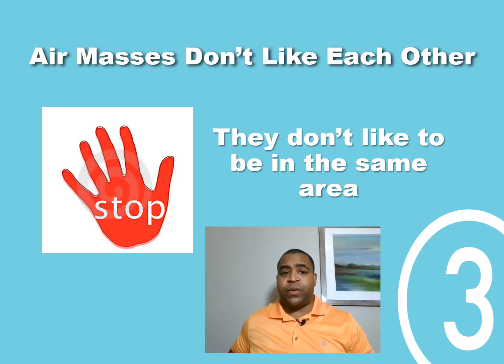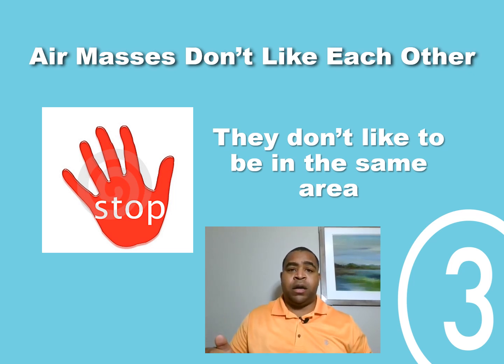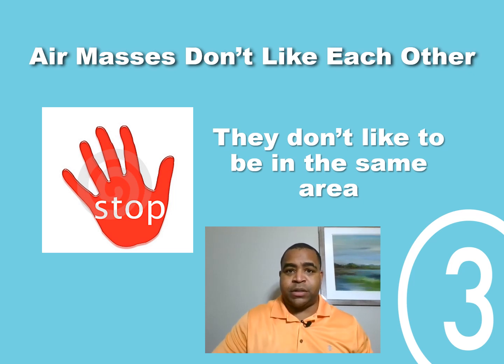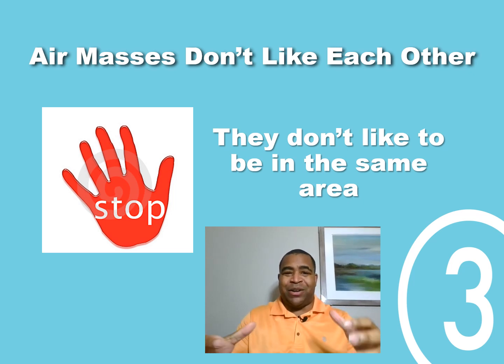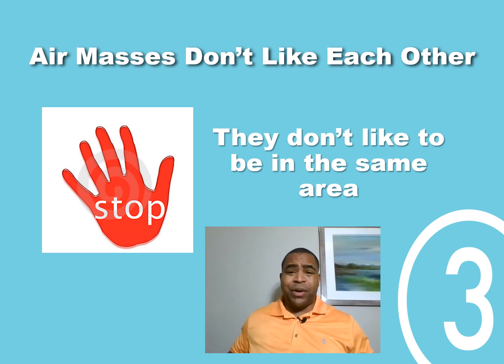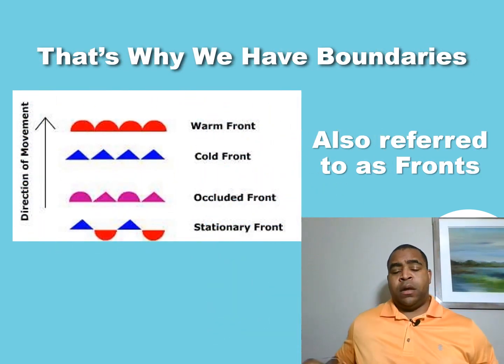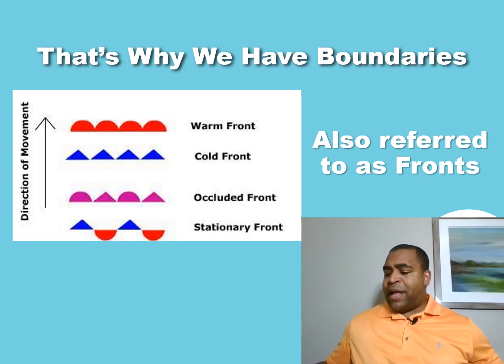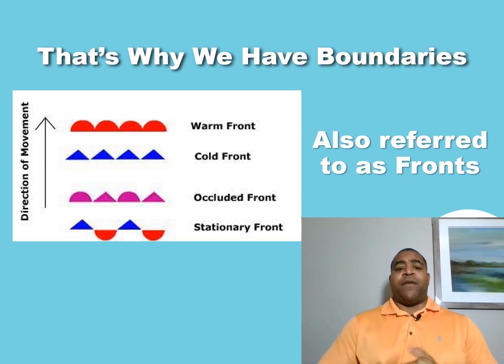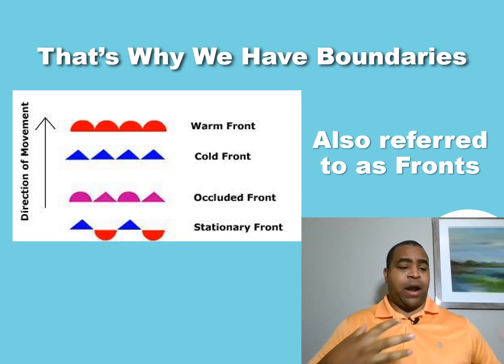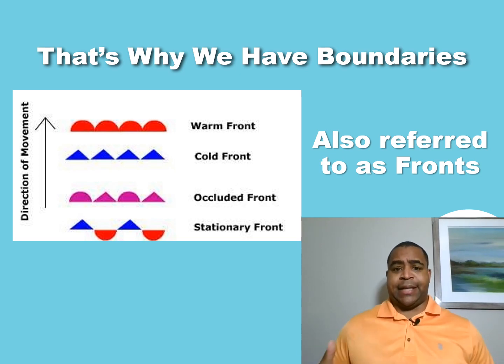And so that's pretty much what air masses do. They pretty much either move each other along or they try to avoid each other. And if they try to go into the same area, some pretty crazy things happen weather-wise. All right, so that's the reason why we have boundaries. Air masses don't really like to be in the same place.